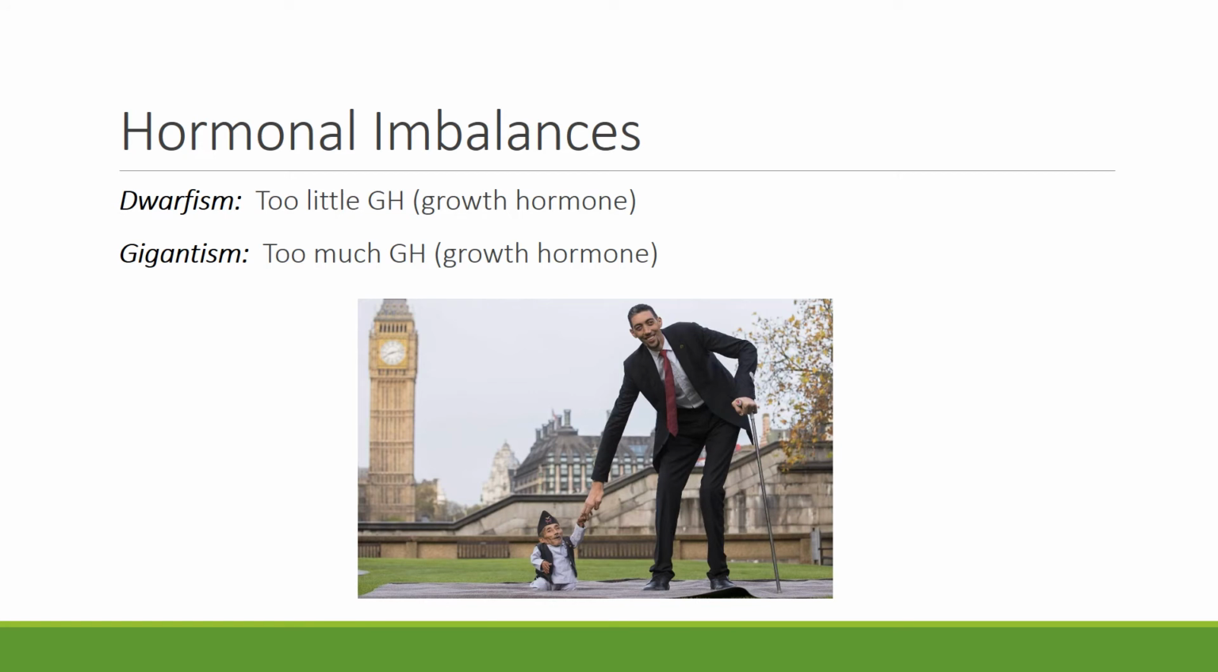There is a hormone known as growth hormone that affects the growth of long bones of the body. Too little of this hormone results in a condition known as dwarfism. Too much of this hormone results in a condition known as gigantism.